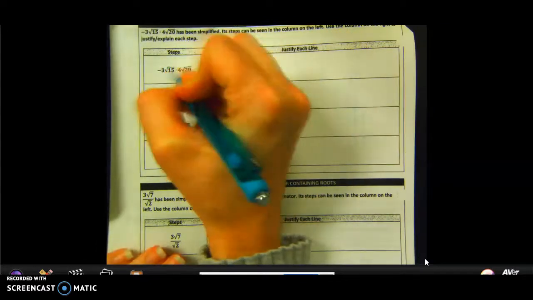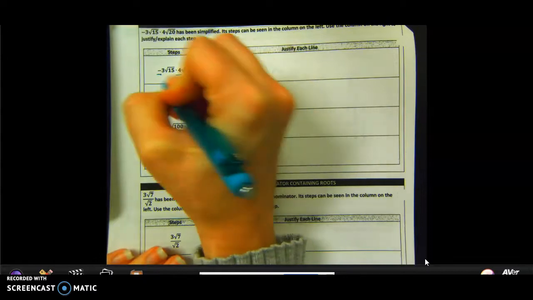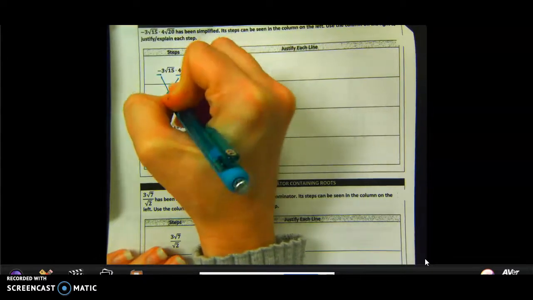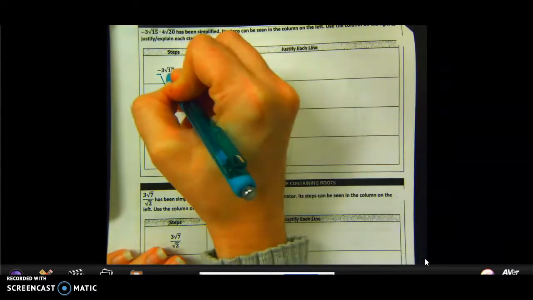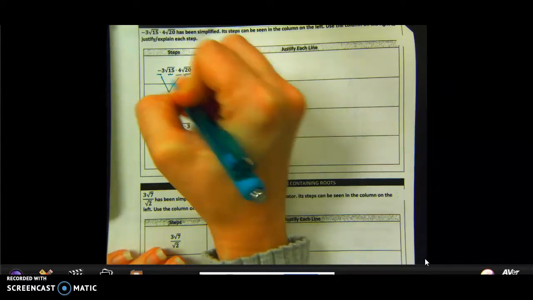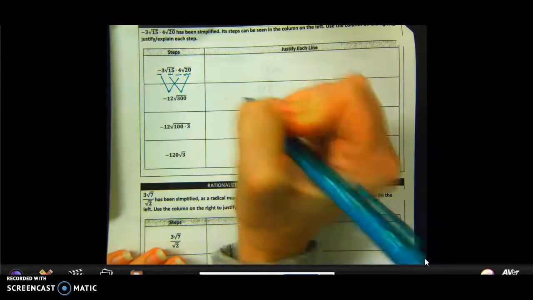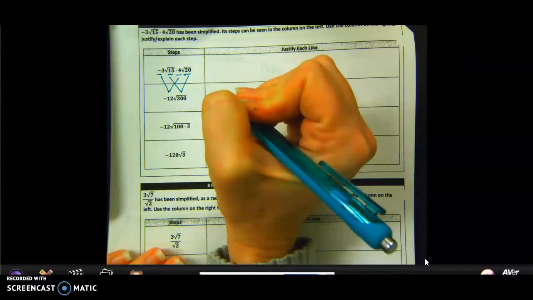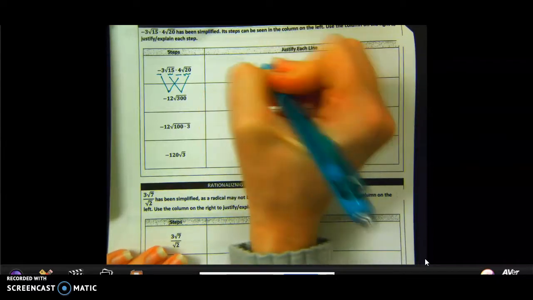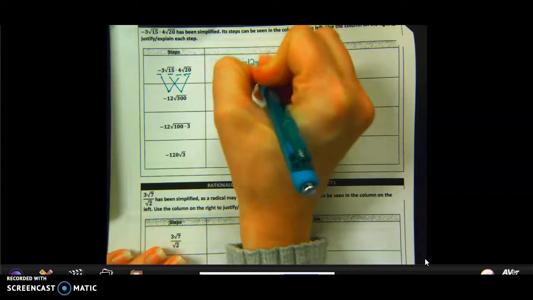So for instance, on this one, my outside numbers are negative 3 and 4, negative 3 times 4, and I get negative 12. And then my inside would be this 15 and this 20, so I'm going to multiply those, and they stay inside, and I get that 300. Then what you're going to do is exactly what we were doing with reducing. So you're going to just reduce your answer.